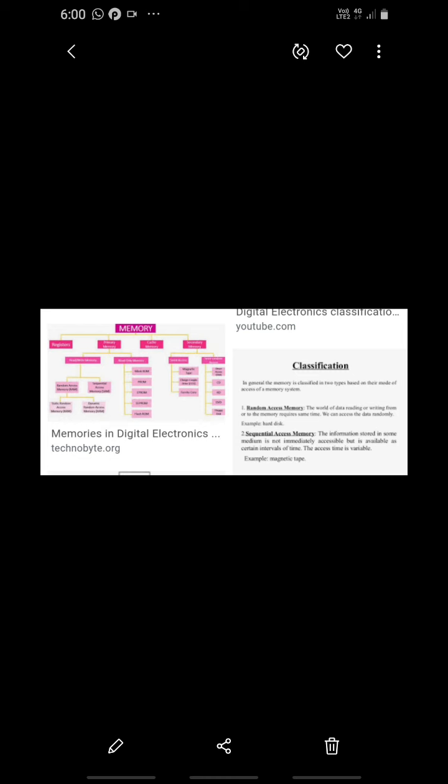Based on the method of access, the memories are classified into three types: random access memory, sequential access memory, and direct access memory.